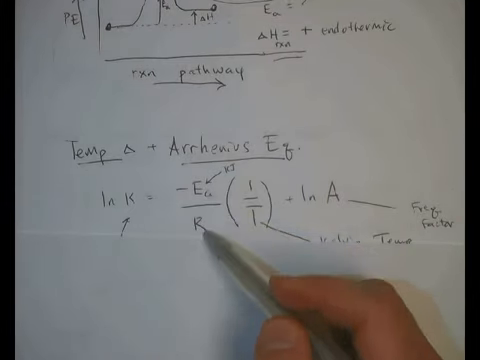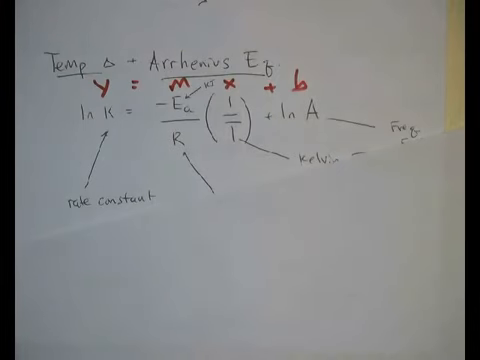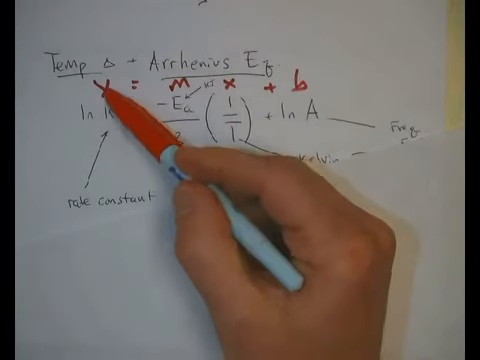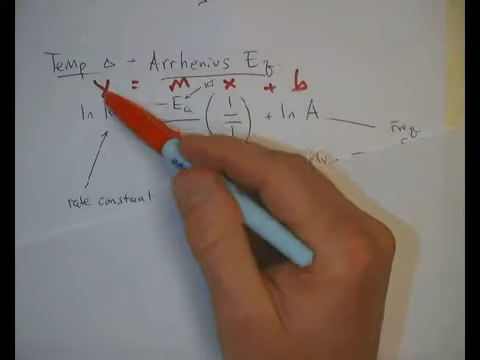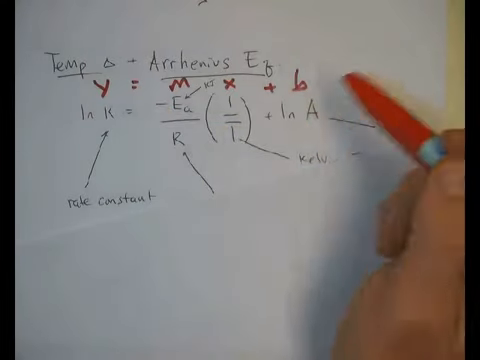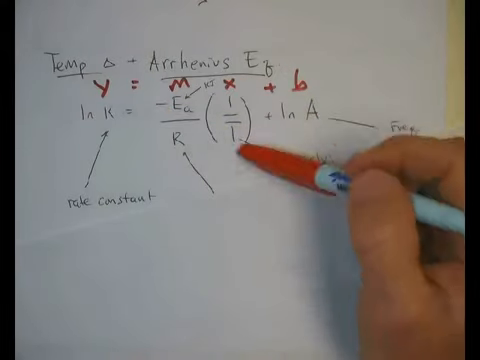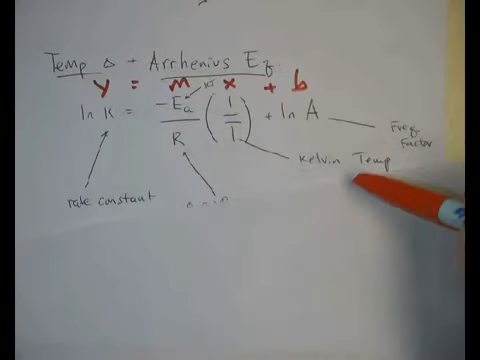That's the letter A. So what does each one of these letters represent? First of all, K is the rate constant. And you'll notice that this entire equation takes on the form y equals mx plus b, just like some other equations do, where y, or the vertical axis, would be the natural log of the rate constant. X, or the horizontal axis, would be 1 over the Kelvin temperature.